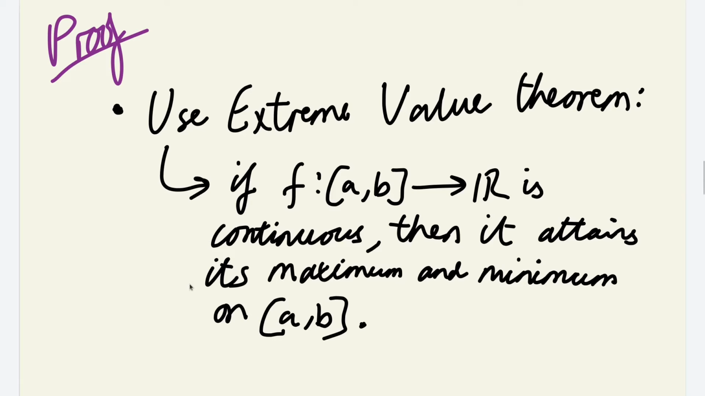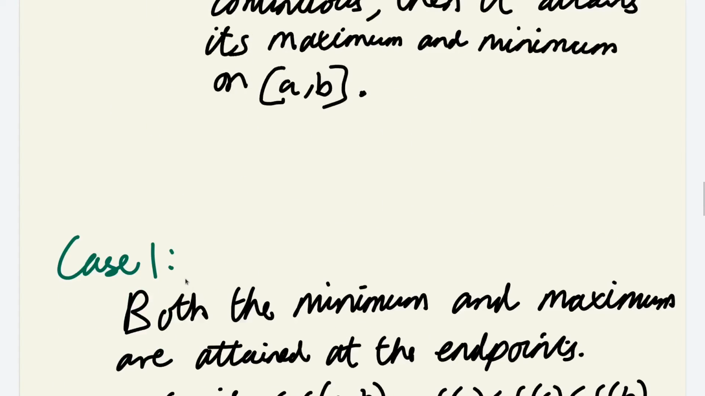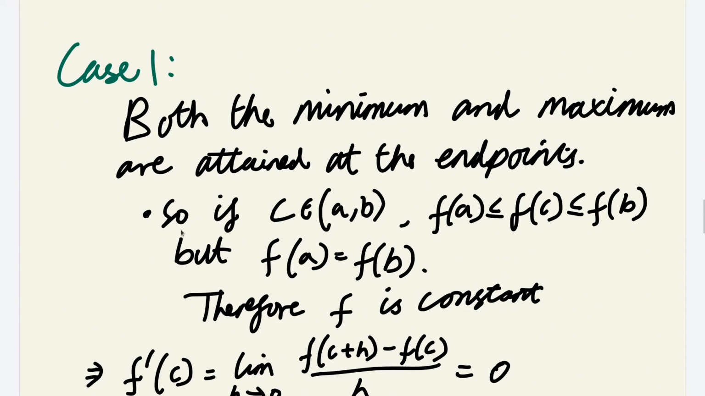So we're going to split our proof into two parts. In the first part, we're going to assume that both the minimum and the maximum are attained at the endpoints. Now that can be any permutation that you like. We could have b being the maximum, a being the minimum. It doesn't really matter which ones you pick because we know that f(a) is equal to f(b). And so if f(a) is a maximum, then f(b) is a maximum.